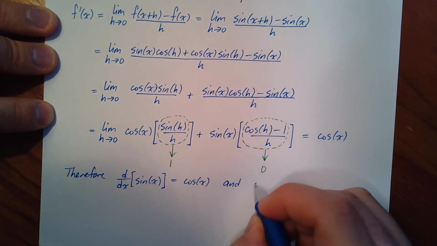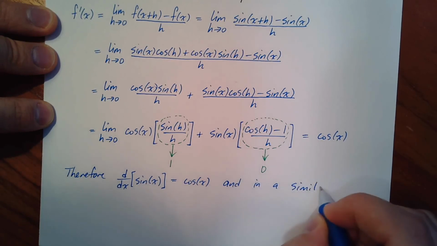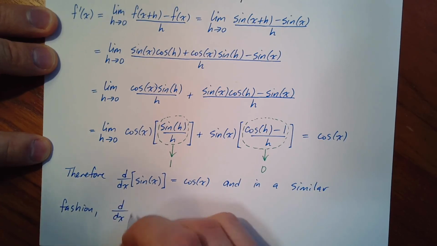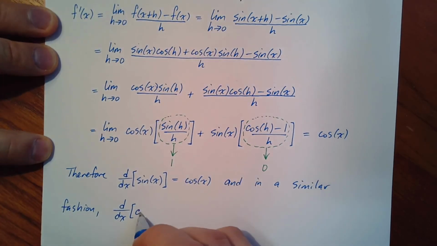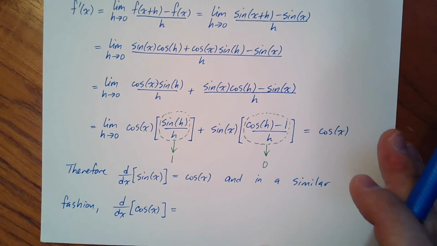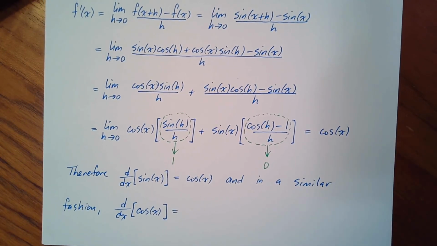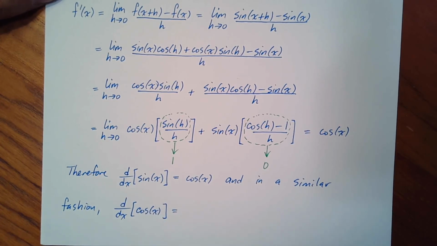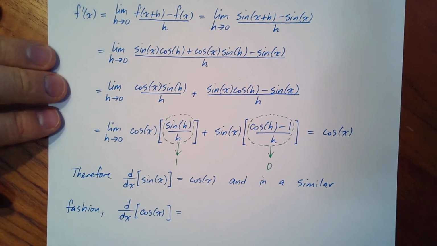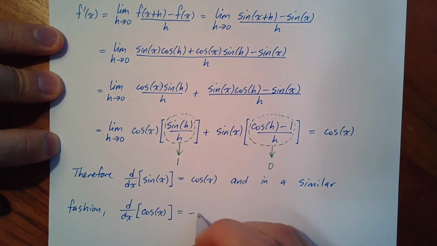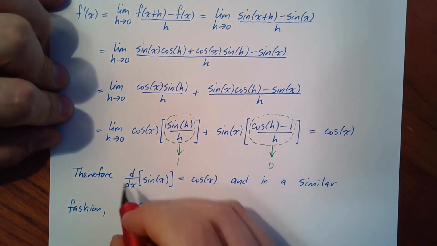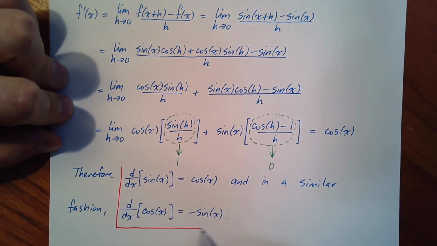And in a similar fashion, we can say that the derivative with respect to x of cosine of x, well, if you had to make a guess, you might guess that it's sine of x. Since the derivative of sine of x gave us cosine of x, you might think that when you take the derivative of cosine of x, you get sine of x. If you made that guess, you're almost right. You just have to change the sign. So you actually get negative sine of x.